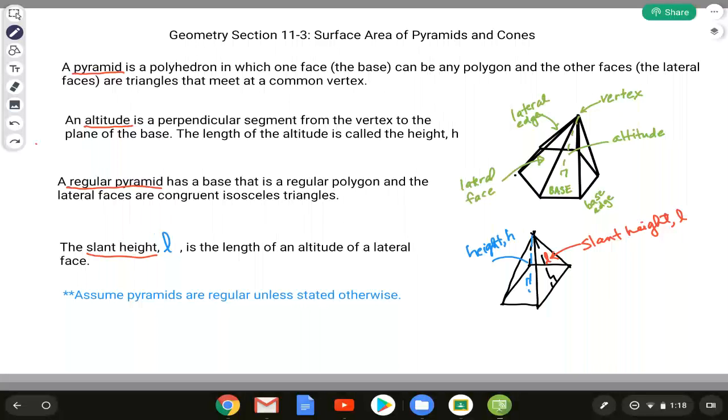Today we're looking at the first part of Section 11-3 in our geometry book, covering surface area of pyramids and cones. This part 1 will cover pyramids. So let's go through what some definitions are that we have in the book.